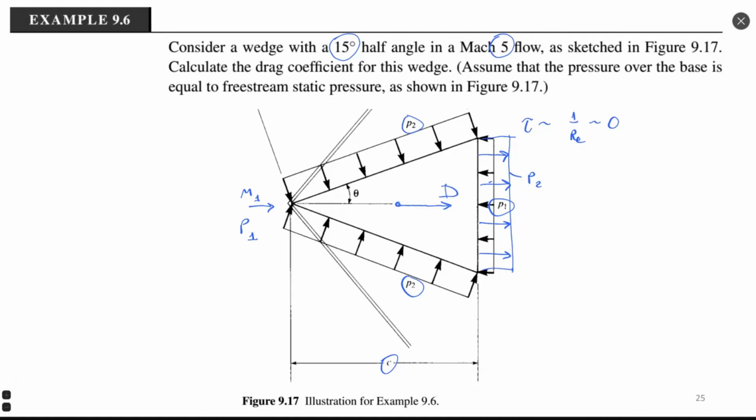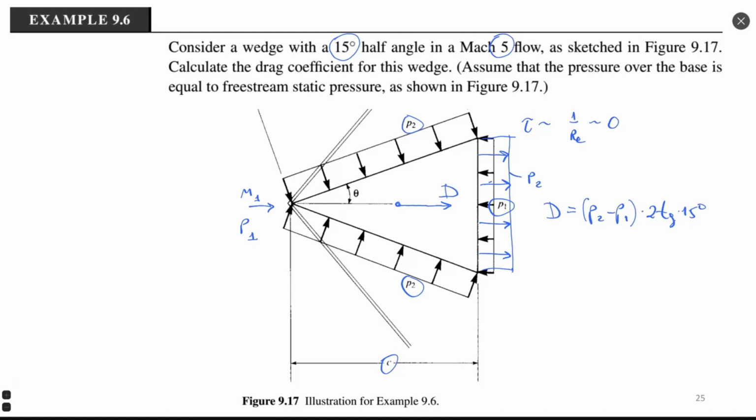Projection of P2, and I can calculate that. We have theta, we have C, and probably it's tangent. Yeah, this size here. The drag would be pressure difference multiplied by size of the body: P2 minus P1 multiplied by 2 tangent of 15 degrees. I hope it's correct.